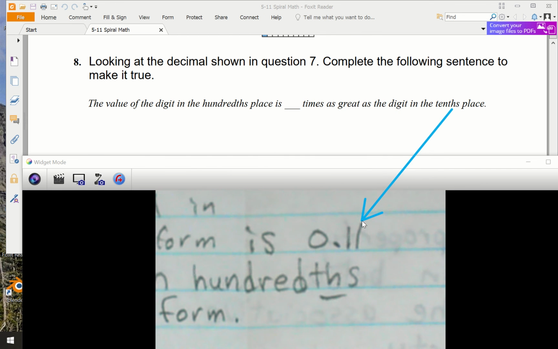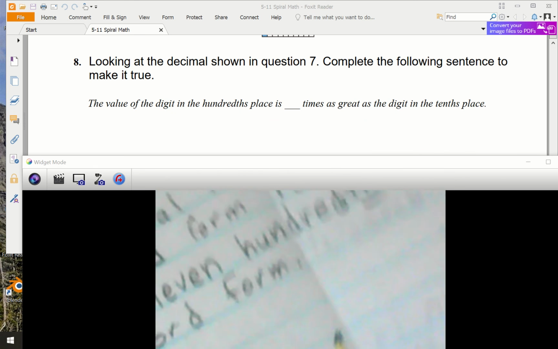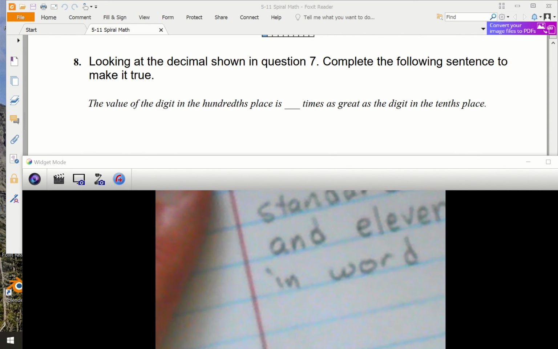Now we know that if we went from hundredths to tenths, we have to multiply by 10 because the tenths place is 10 times greater. If we went from the tenths place down to the hundredths place, we'd have to multiply by 1/10 to get the smaller value. That means that the value of the digit in the hundredths place is actually 1/10 times as great as the digit in the tenths place right here. So that's what we write. And we'll zoom back out to write that sentence.